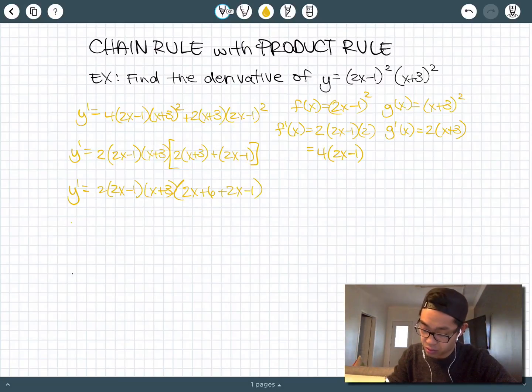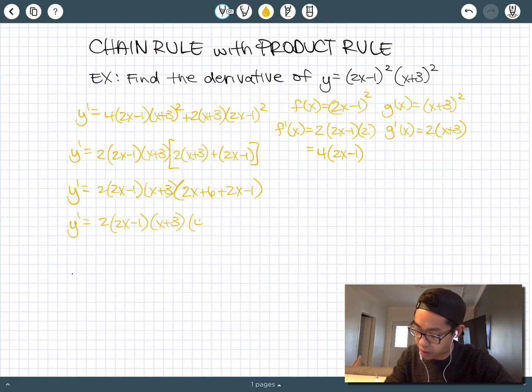And then we can simplify inside the last bracket and get 4x + 5. And that's our derivative.